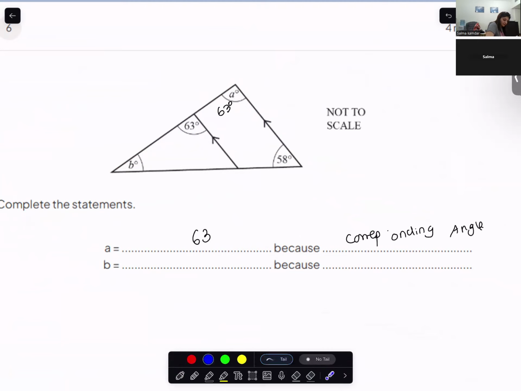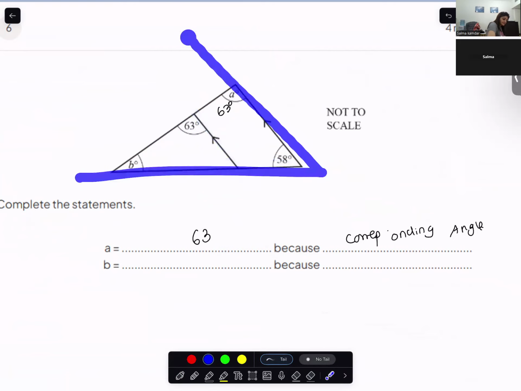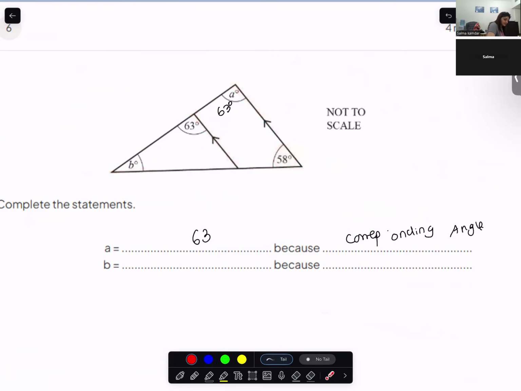Now I have an F over here also, corresponding angles. So this is 58. So this is also going to be 58. Interior angles of a triangle sum up to 180 degree. So angle B is going to be 180 minus 63 minus 58, which is going to make it 59 degree. Sum of interior angles of triangle.